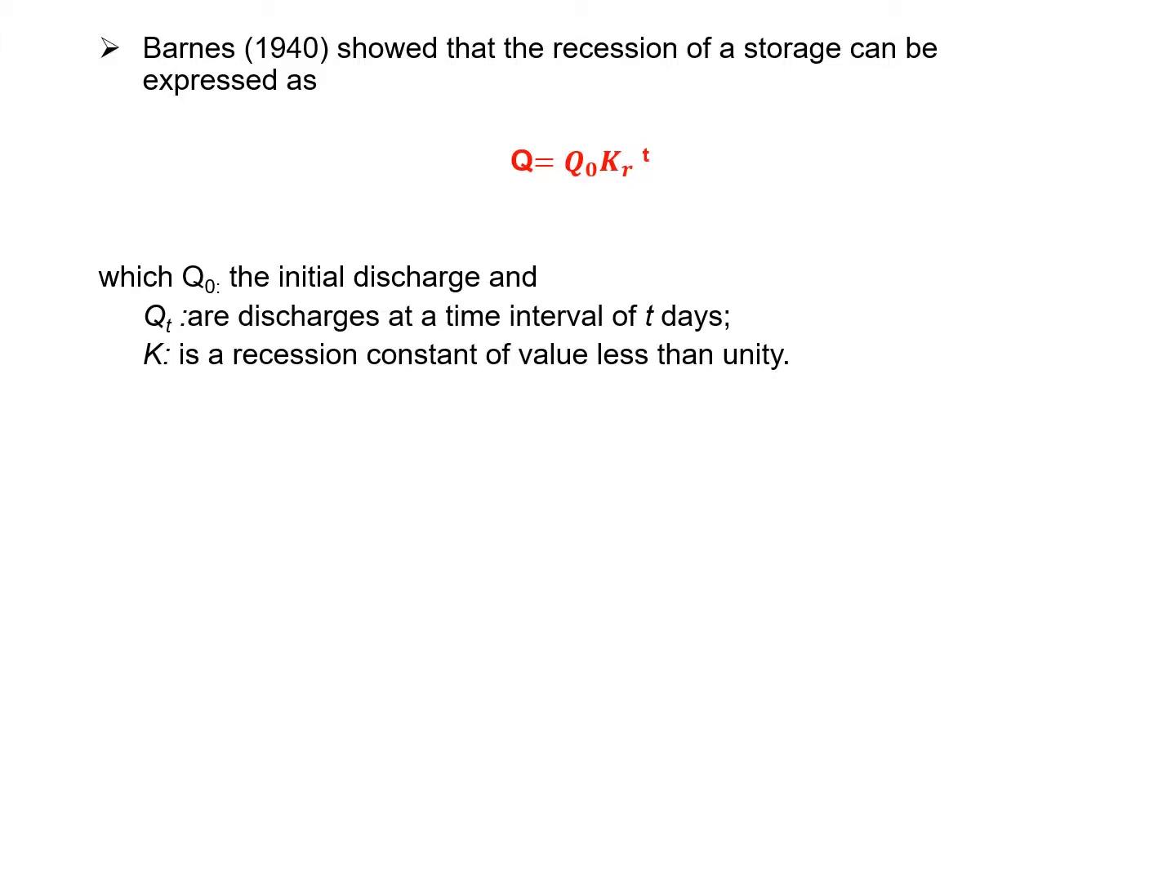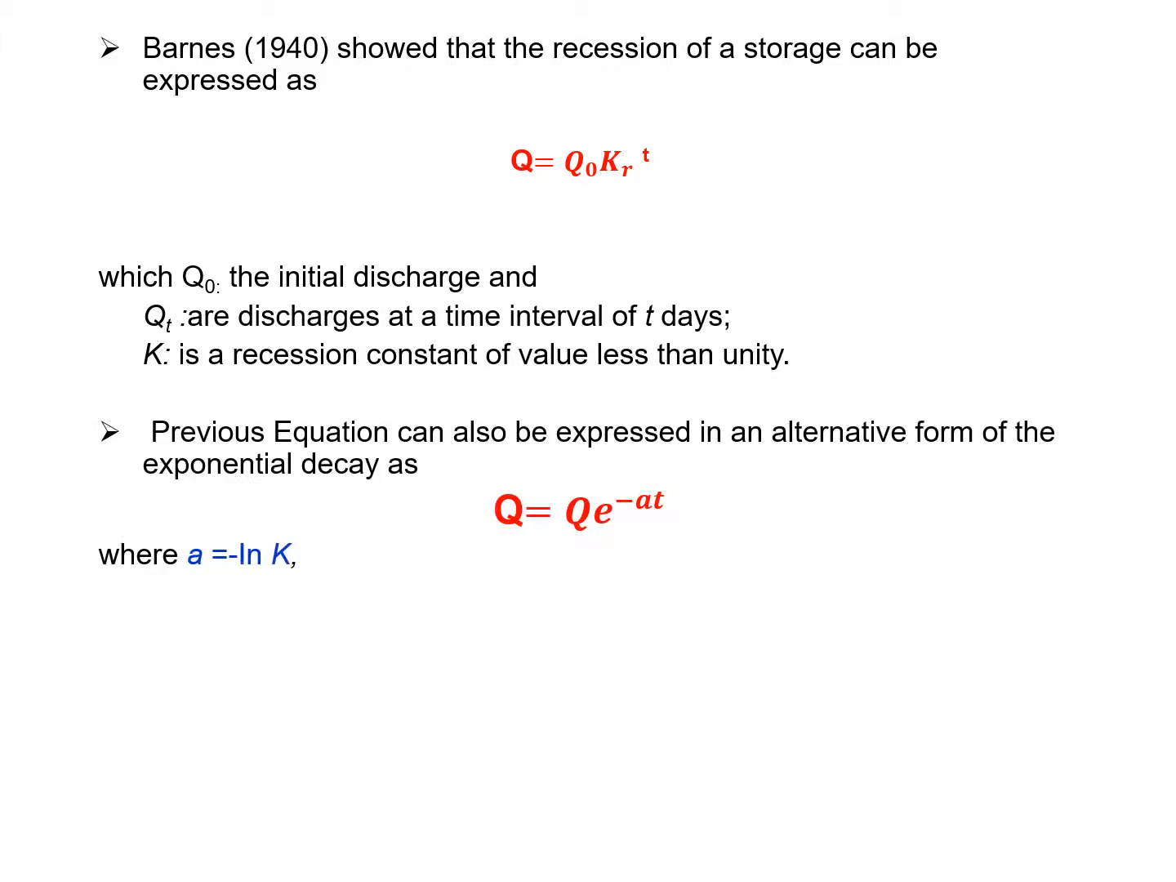Barnes in 1940 showed that the recession of a storage can be expressed as Q equals Q initial times K to the power t. Q initial is the initial discharge and Q is the discharge at a time interval of t days. K is the recession constant, with a value less than unity. The previous equation can also be expressed as Q equals Q initial times e to the minus a t, where a equals minus the natural log of K.